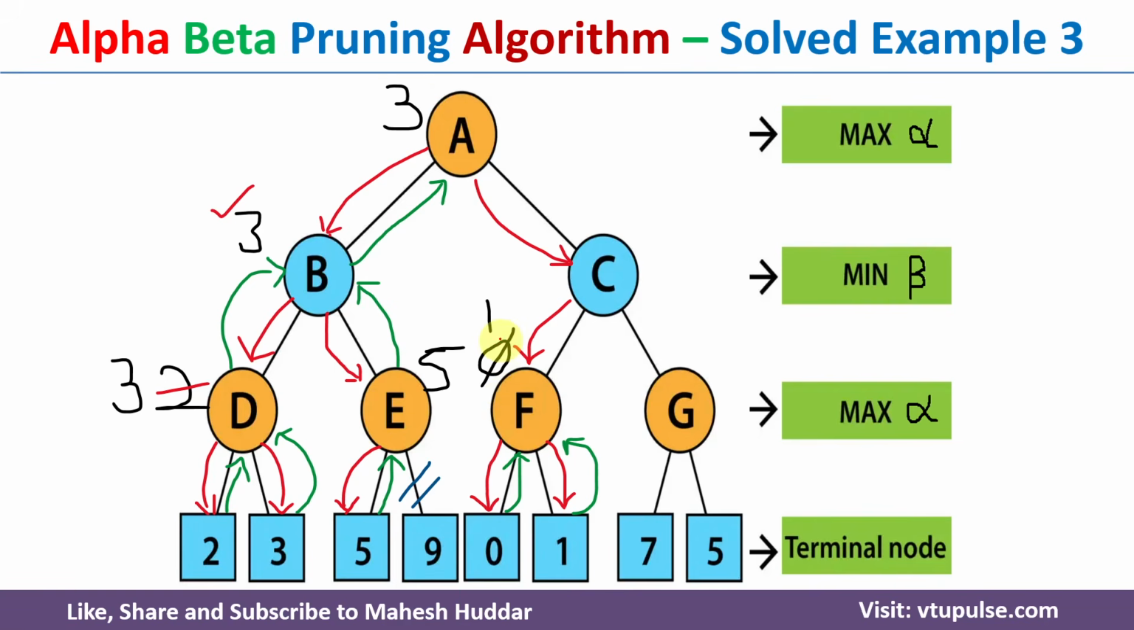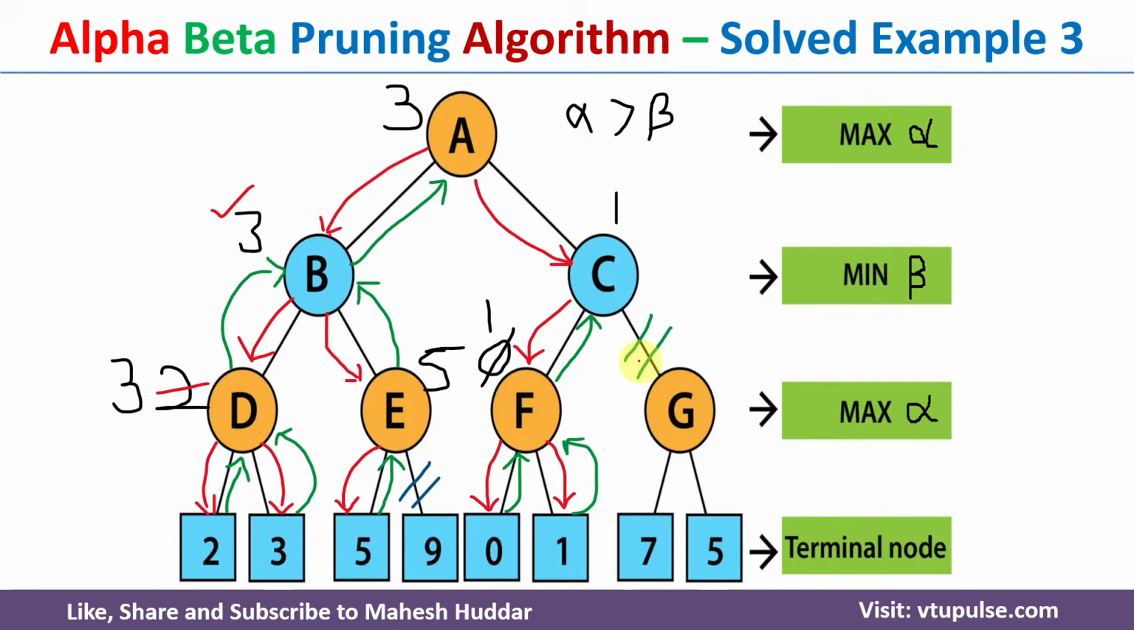And we need to back propagate this value to the parent node, that is to C, and C value will be 1. And this C has one more branch, so we need to check alpha and beta value. For this node C, the beta value is 1. And for this node C, the parent node is A, and this parent node also contains the alpha value 3. And we need to check whether alpha is greater than or equal to beta or not. Here we can see that alpha value is 3 and beta value is 1. The condition is satisfied. So now we will not go for this branch.